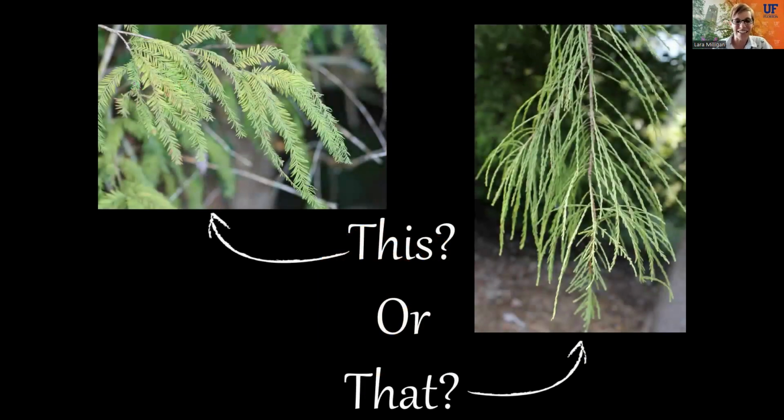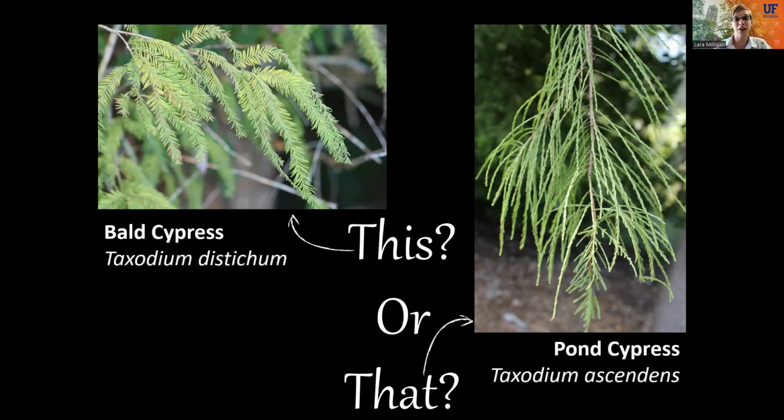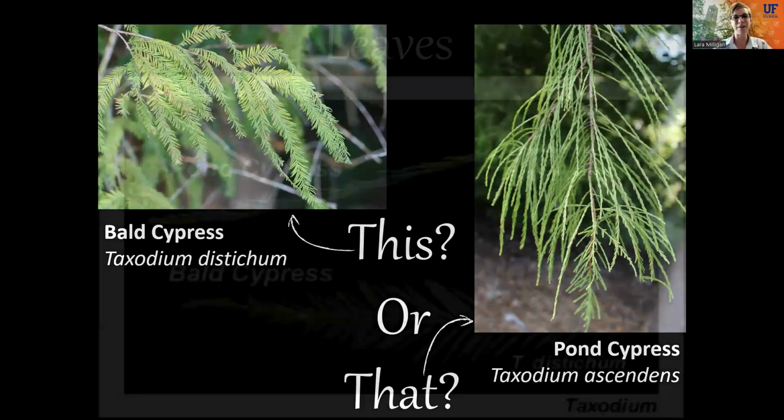Now, on to our next comparison. This is our cypress trees. So we have the bald cypress and the pond cypress. We are now classifying them as two separate species. When I was trained, they were different variations of the same species. For today's purposes, two separate species.